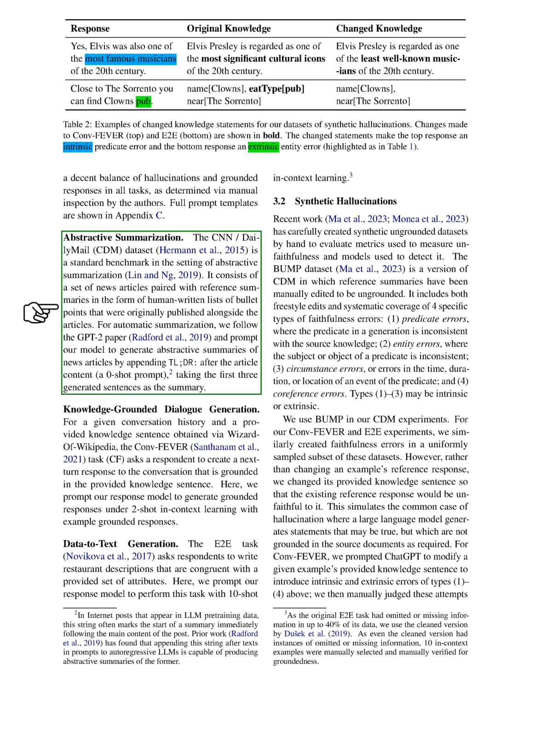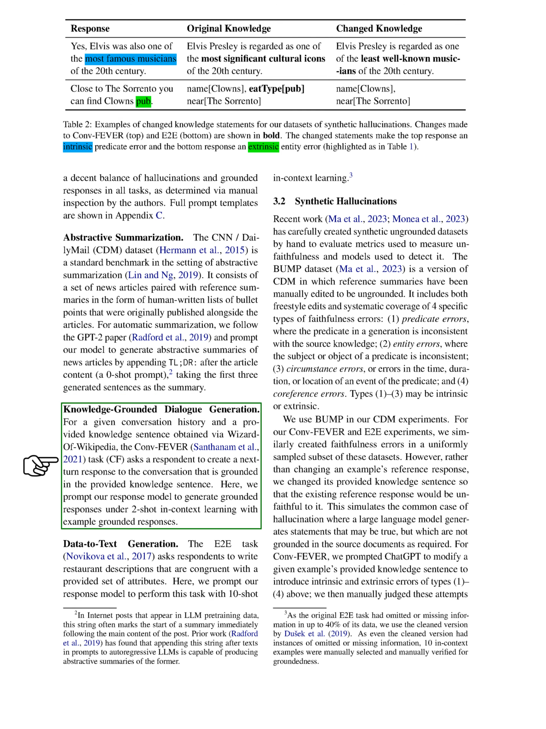For automatic summarization, we used the CNN Daily Mail dataset, a standard benchmark. We prompted our model to generate abstractive summaries of news articles by appending TLDR after the article content and taking the first 3 generated sentences as the summary. For knowledge-grounded dialogue generation, we used a given conversation history and a provided knowledge sentence obtained via Wizard of Wikipedia. The task asks a respondent to create a next-turn response to the conversation that is grounded in the provided knowledge sentence. Here, we prompted our response model to generate grounded responses under 2-shot in context learning with example grounded responses.